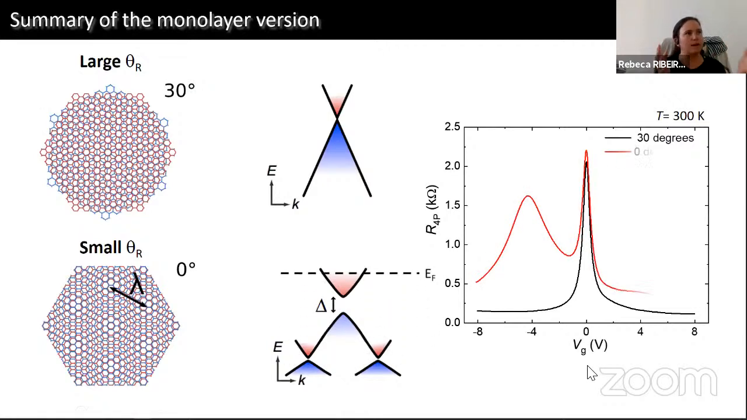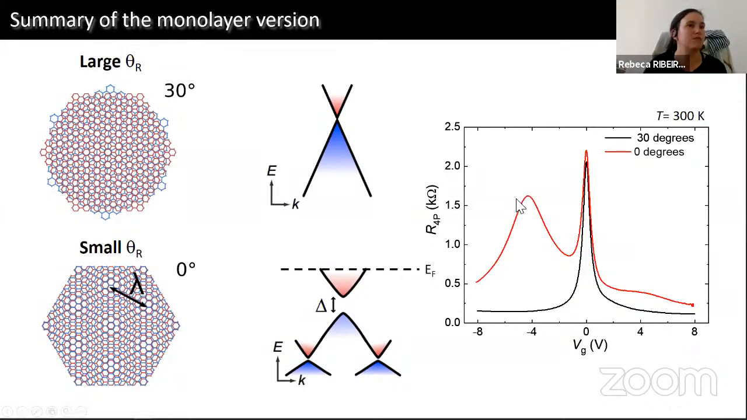So yesterday we talked about monolayer graphene, and how to open an energy gap in monolayer graphene. We did this by aligning boron nitride and graphene. We can see the signatures of this alignment in the transport measurements. We can see it by two means.